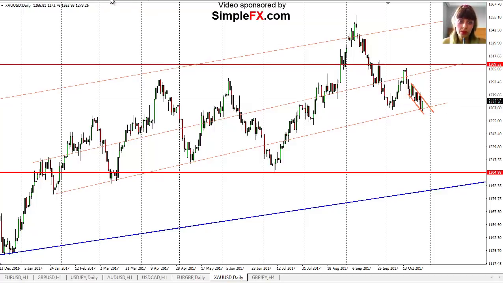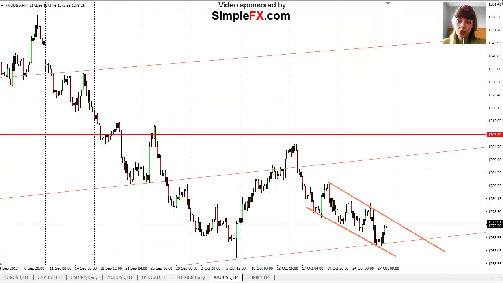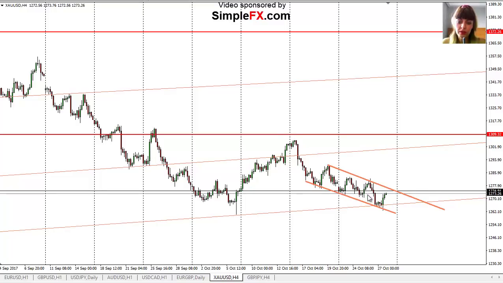You see, there was not much of a reaction. It just slowly moved down. I expected that pullback, and it continued the way down. Okay, so that's the area.